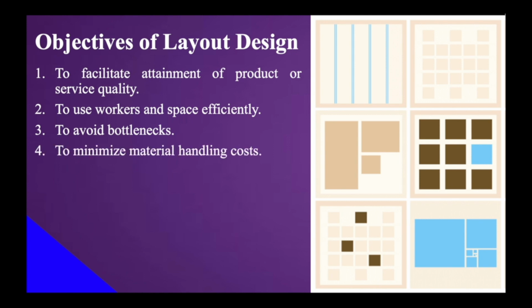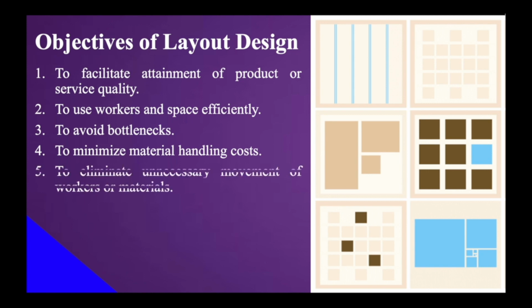The fourth objective of layout design is to minimize material handling cost. And the fifth one is to eliminate unnecessary movement of workers or materials. Because if you recall, unnecessary movement or extra motions are actually part of muda. Muda are waste and we don't want that as industrial engineers, right? So we should eliminate or minimize those unnecessary movements, those unnecessary motions of workers or materials.